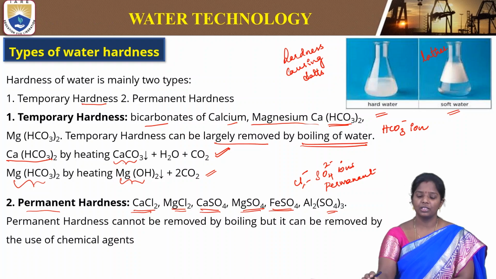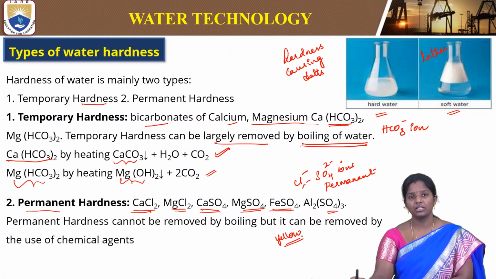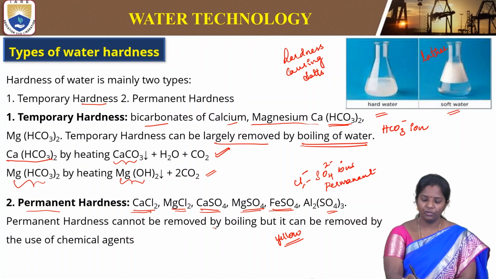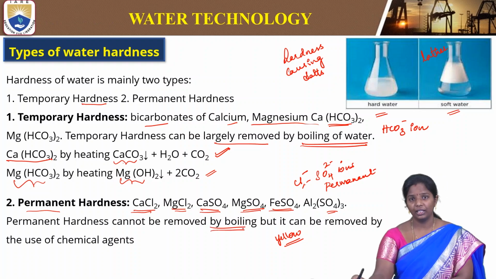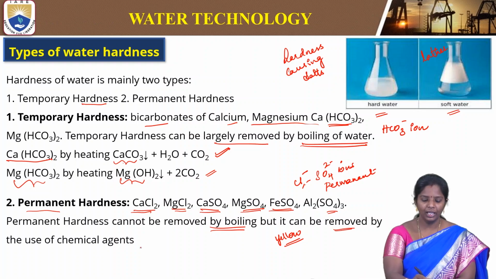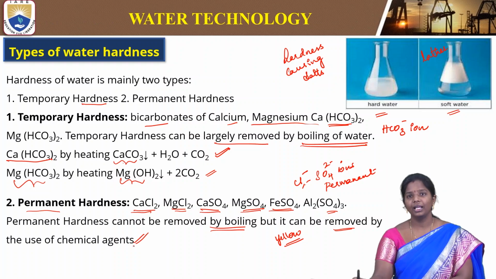Sometimes the scales are yellowish in color. That could be because of the sulfate and chloride ions present in huge amounts in that particular water. Therefore they cannot be removed upon boiling. Even if we boil it, the boiling container contains scale, which is nothing but because of these chloride and sulfate ions. So it can only be removed by chemical agents.